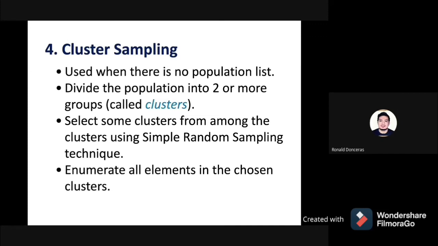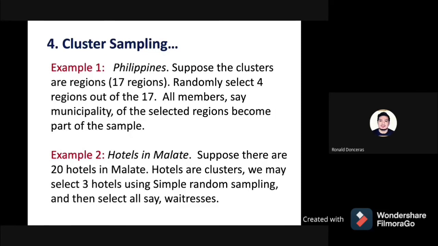So, dito, you are to divide the population into 2 or more groups. And this group is called clusters. Kung sa stratified, ang tawag doon ay strata, dito ang tawag clusters. Now, from that, you select some clusters from among the clusters using simple random sampling technique. Enumerate all elements in the chosen cluster. So, para mas lalo natin maintindihan, let us have this example.